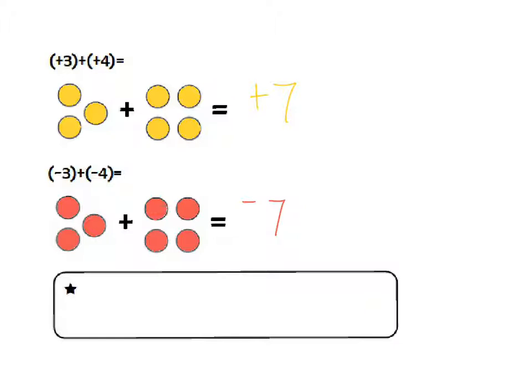So a rule that we could write to describe this situation is if my signs are the same, we need to add. Now to figure out what sign to use, if you're adding positives, you end up with a positive answer. If you're adding negatives, you end up with a negative answer. So this seems to match up with what we know of adding and subtracting. If you're adding things that are the same, you get a bigger number.